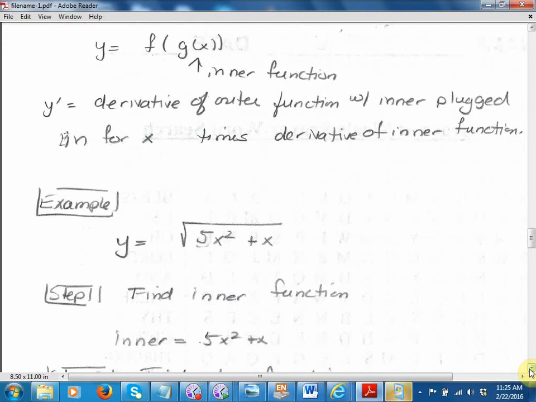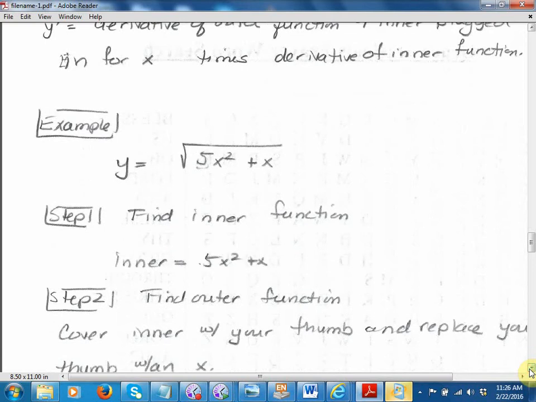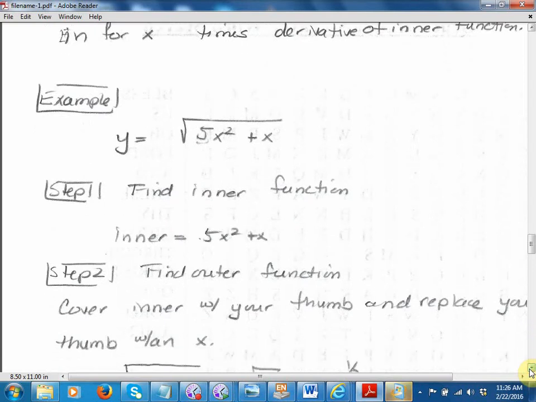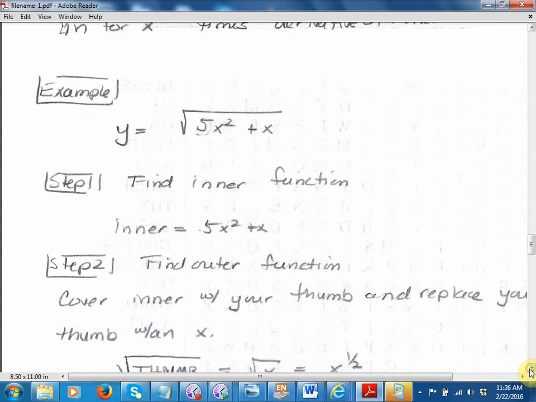So for example, if I have the square root of 5x squared plus x, what's the inside function of that? Everybody knows what I mean when I say inside function: the garbage that's inside there, 5x squared plus x. So the inner is 5x squared plus x. What's the outer? How do you find that? Well, you cover up the inside with your thumb and replace your thumb with an x. That tells you what the outside function is.